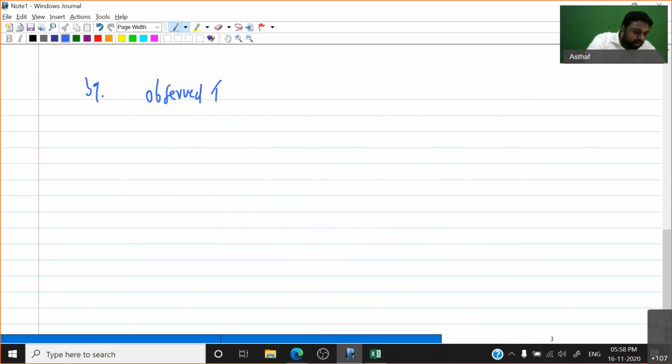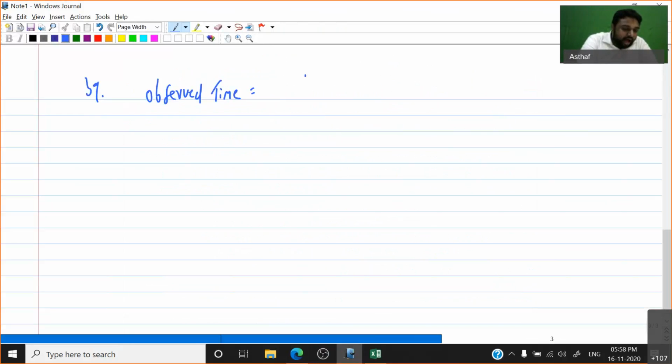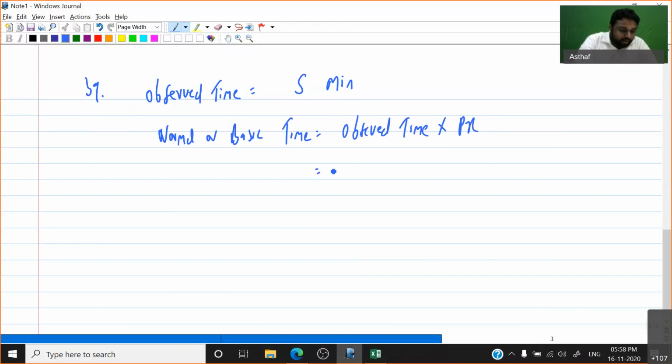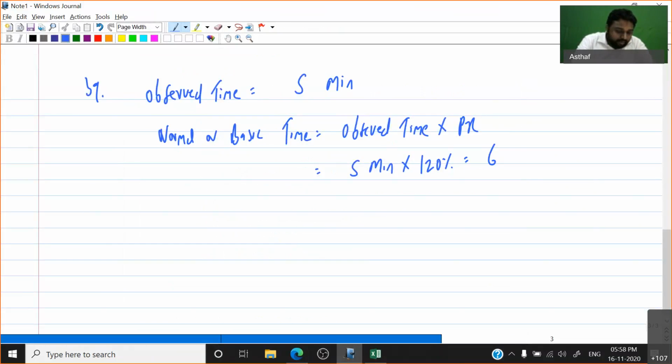What is the observed time? Observed time is 5 minutes. After observed time, what is the next step? Normal or basic time. Normal or basic time is equal to observed time into performance rating. Your observed time is 5 minutes. What is the performance rating? 120%, which will be 6 minutes.